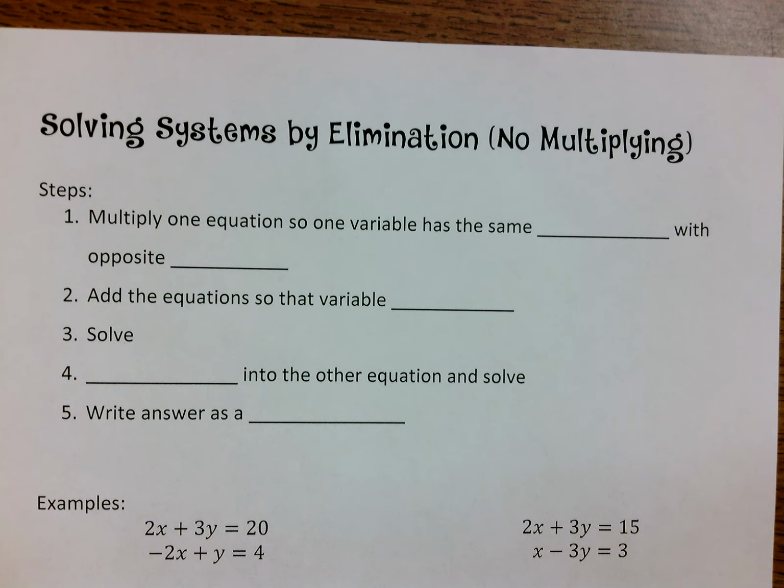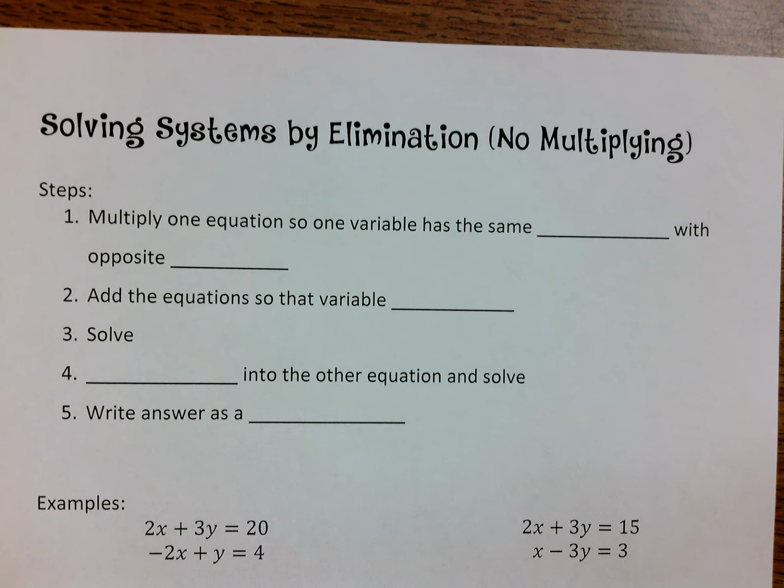All right, so far we have solved systems of equations using a table where we just looked at it and we found a point that was in both of the tables. We've solved them by graphing, where we found the point where they crossed each other, and we solved by substitution, where we kind of plugged one equation into the other one.